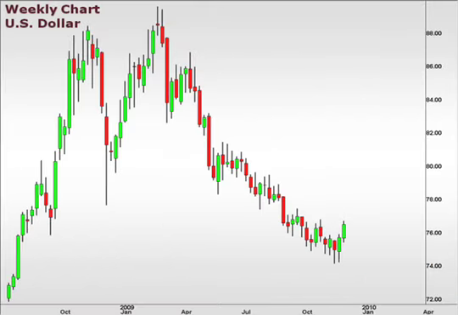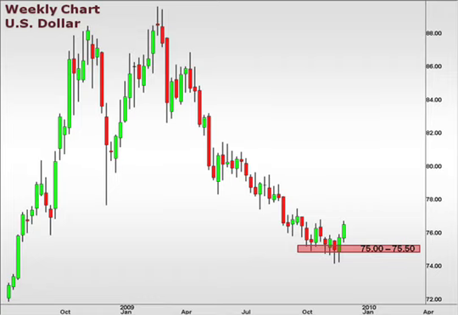Let's take a look at a weekly chart of our US dollar index here. Now, the US dollar closed the previous week higher, breaking the trend line that has been so well respected for several months. Now, we're still looking at this 75.5 focal zone as an important support level.